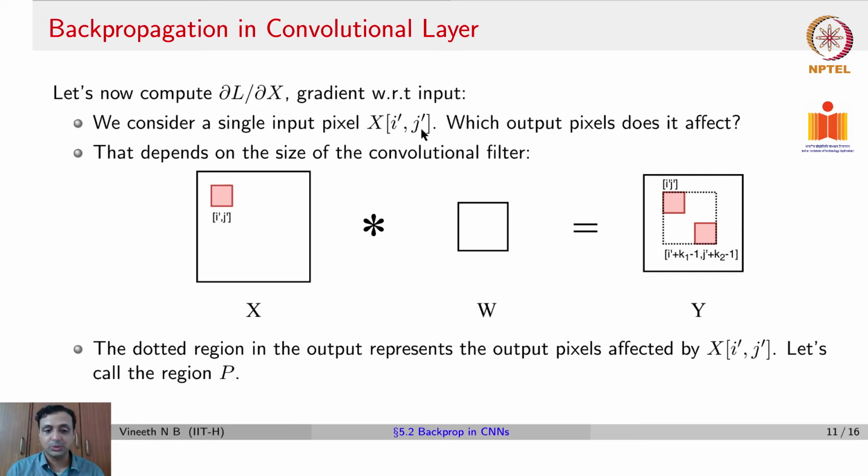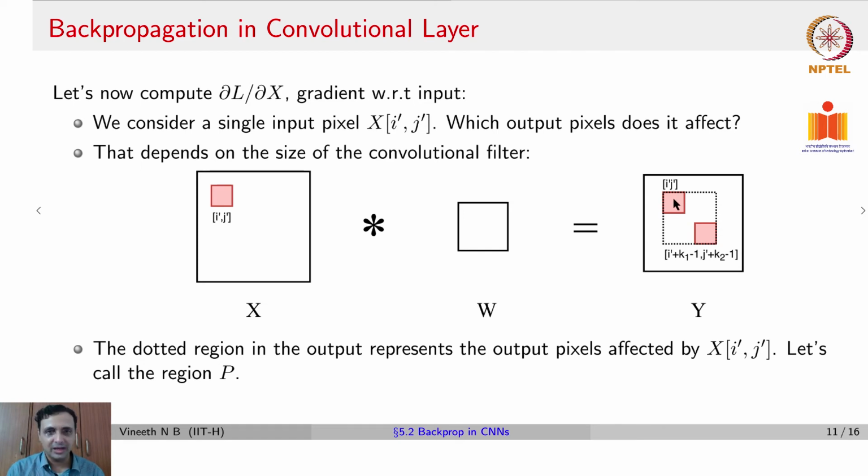If we see it visually, given an X, let's say there's one pixel given by this red square, which is at i', j'. When it's convolved with W, it would affect this entire range of pixels that go from i', j' to i' + K1 - 1 and j' + K2 - 1. Why is it like this? Why is it not centered at i', j'?